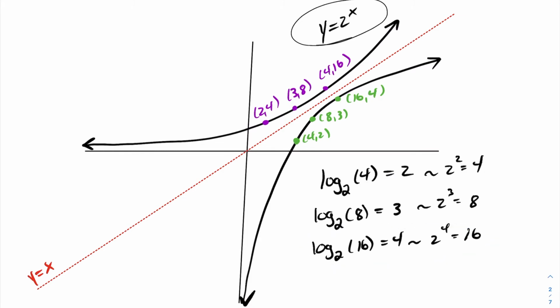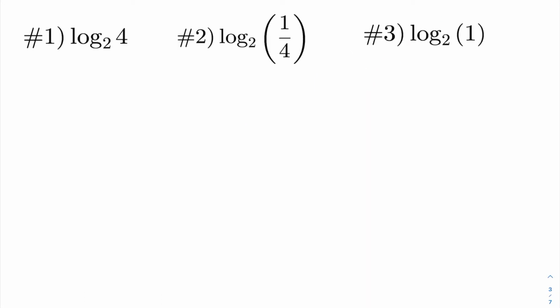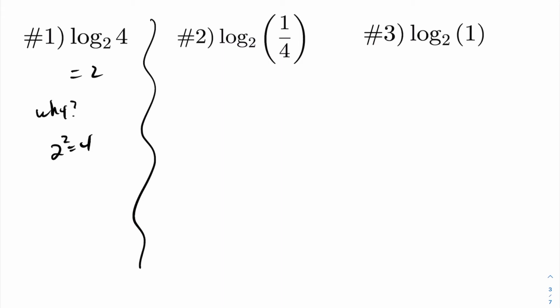Now let's take a look at evaluating the logarithm for various expressions. So for our first one here, we have log base 2 of 4. Again, that's going to output the exponent I raised 2 to get 4, in which case that is going to equal 2. And the reason why, as discussed, is 2 squared equals 4. Let's take a look at the next example.